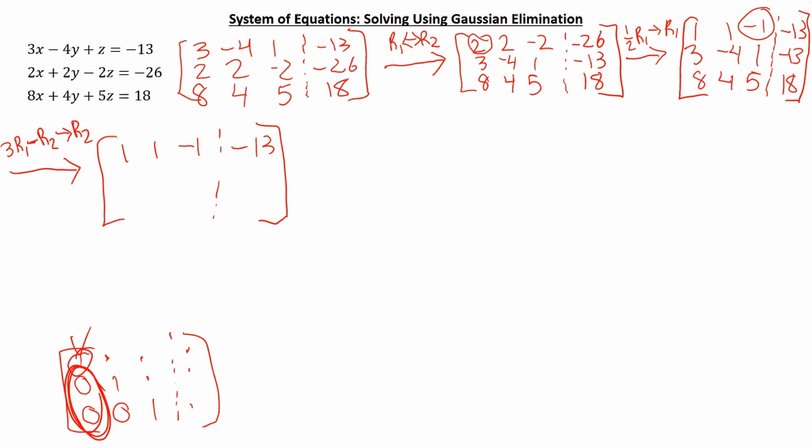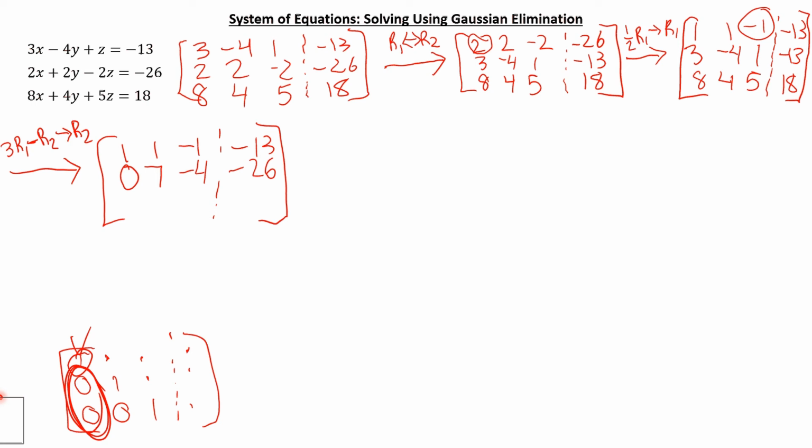So we're going to take the 1 times 3, so 3 times 1 minus 3 gives us 0. 3 times 1 is 3, minus negative 4 is 7. And 3 times negative 1 minus 1 is negative 4. And then 3 times negative 13 minus negative 13 is negative 26. Okay, and you can put that all right into your calculator.